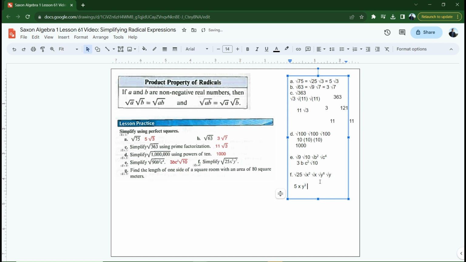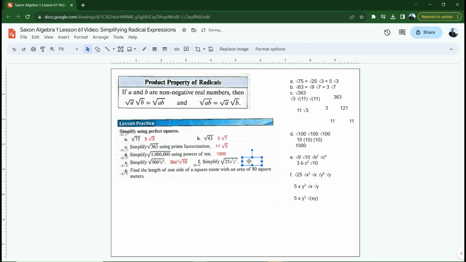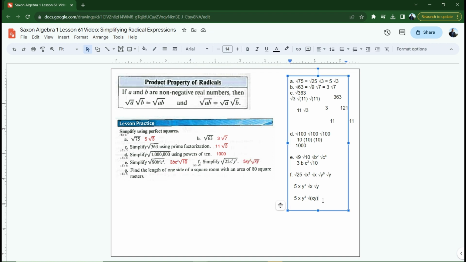Okay. But now I still have the square root of x and the square root of y unevaluated. So it's going to be square root of x, square root of y. And actually, I can multiply those back together. Y cubed, and then the square root of xy. Okay. And I'm just going to put parentheses around this to show that these are both within that square root. Let's make sure I did that right. Bam, 5x y cubed square root of xy when I simplify everything that can be simplified.